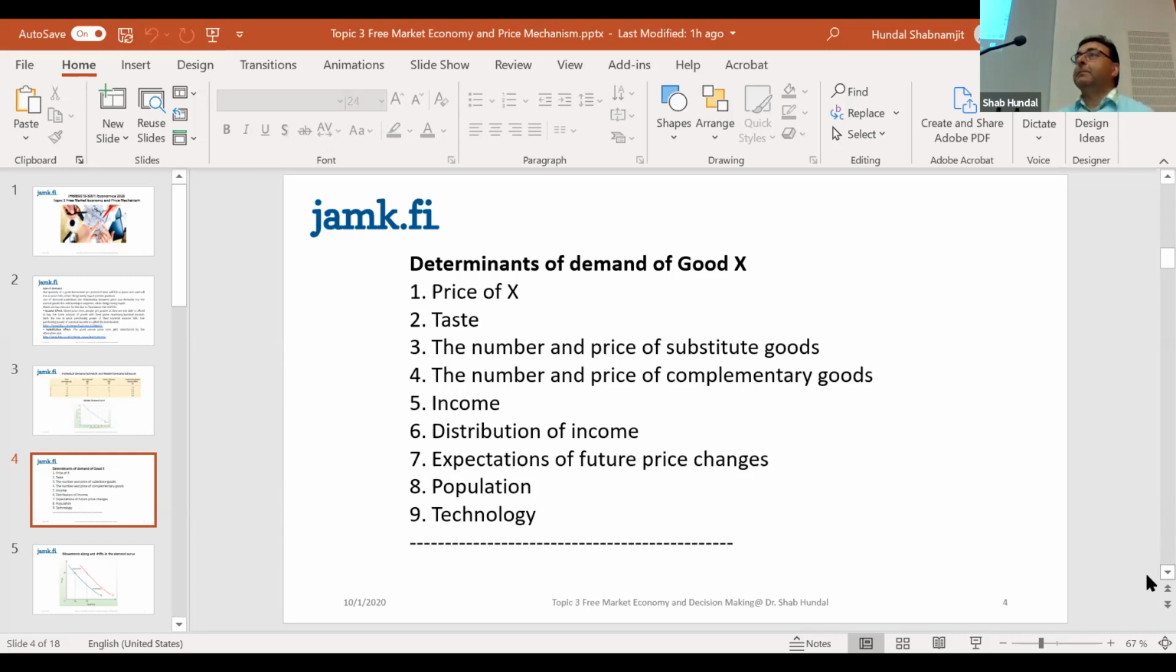Distribution of income. I can elaborate what I mean by distribution of income. You have one society where all the income is skewed in favor of very rich and wealthy people. So very few rich people have lots of income. And then you have a second society where the income is relatively equally distributed. Where would you see more demand? In which society will you see more demand?